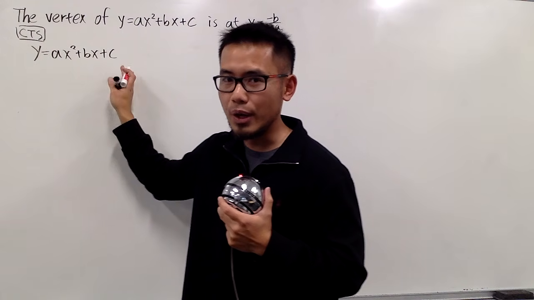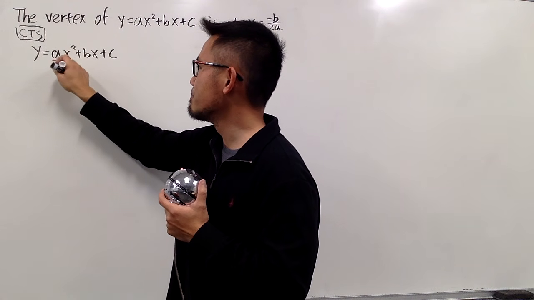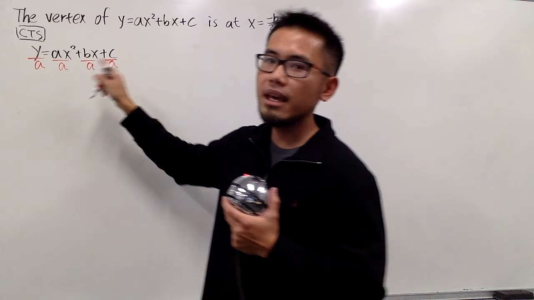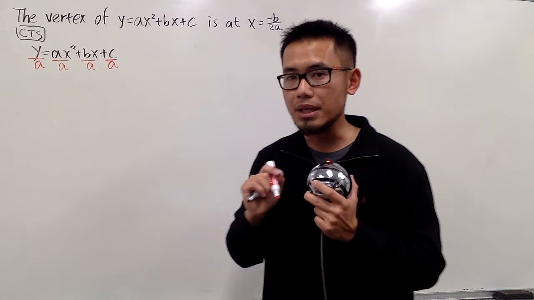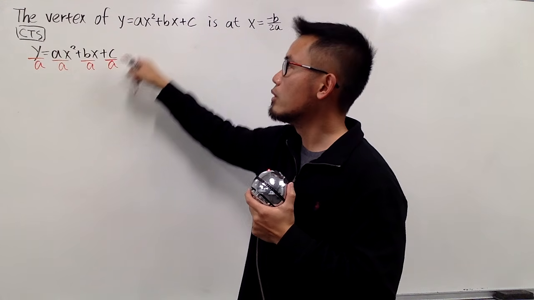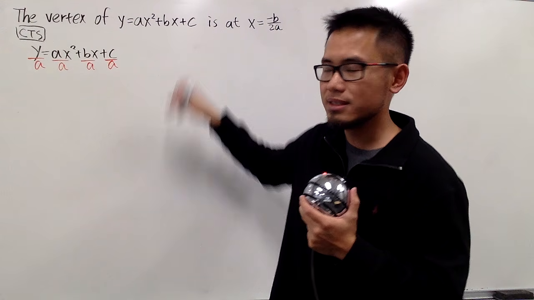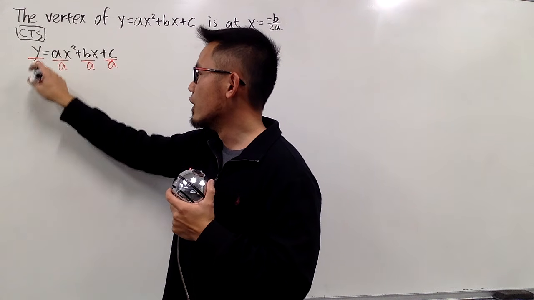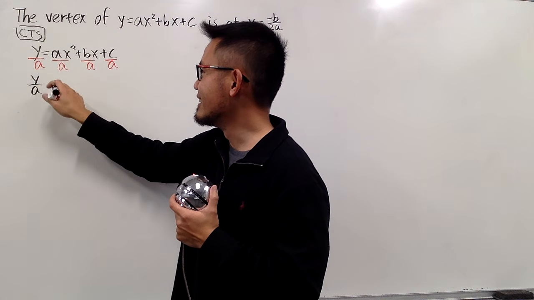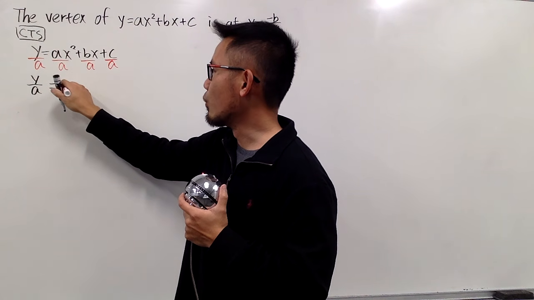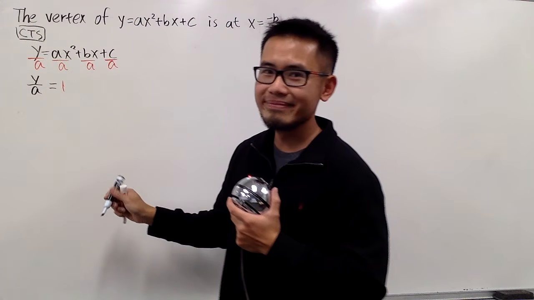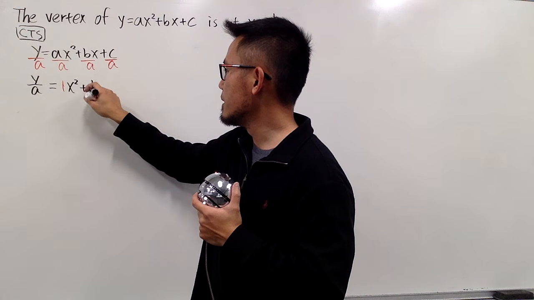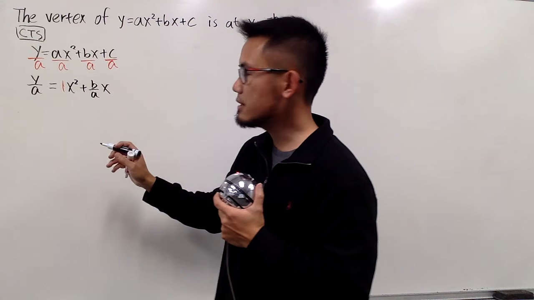Because we have an equation, we can just divide everything by a. And we know this is legal because a has to be not equal to 0, because if a was equal to 0, we wouldn't even have a parabola in the first place. So we can totally divide everything by a. Now on the left-hand side, we will have y over a, and this is equal to a over a, which is the 1 that we want, and then we have the x squared, and then plus b over a times x like this.